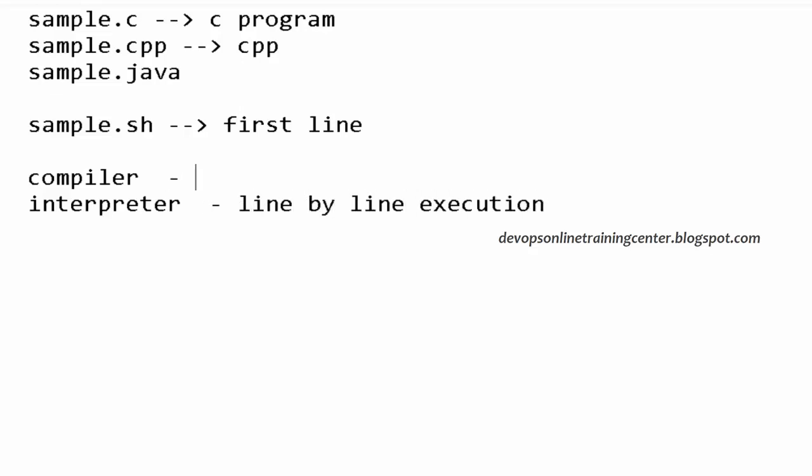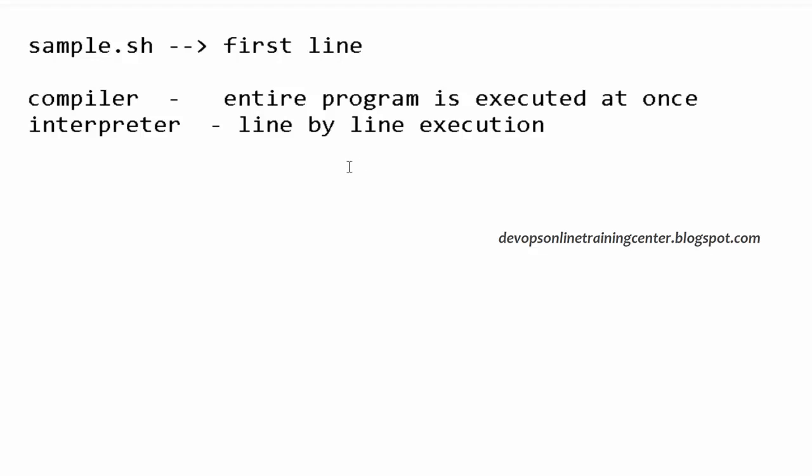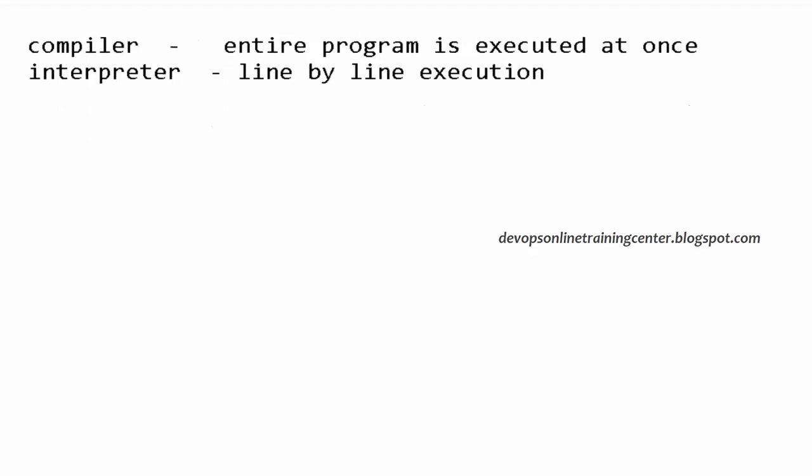So the entire program is executed at once. In a compiler we have object level code which is generated when we compile the program, but in the case of scripting languages we don't have any object level code. We directly execute the script and we get the output. In the case of C, C++ and Java, what we ship to the customer is the object level code, but in the case of an interpreter we directly ship the script itself. So the client can see what we have written inside the script.